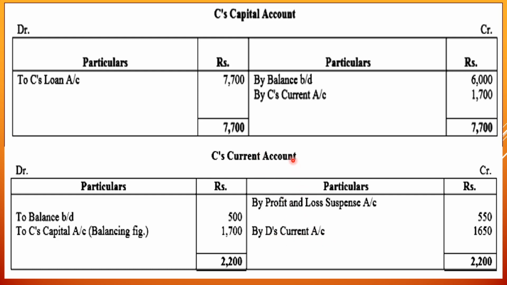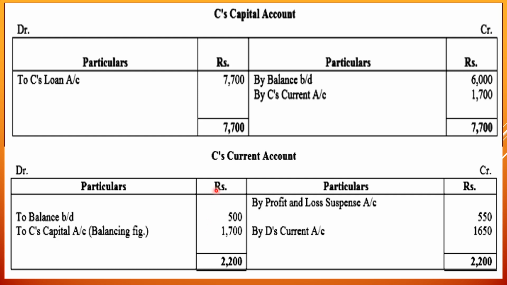In this case, there is no need to calculate the gaining ratio separately, because only one partner is there after retirement, and that remaining partner gains the entire amount. So this is the first current account we have to close here. This side it is coming to 200, and this side 500. So the balance, 1700 here, is a credit balance. Again it is converted to a credit balance. The first time it was a debit balance, now it is converted to a credit balance.